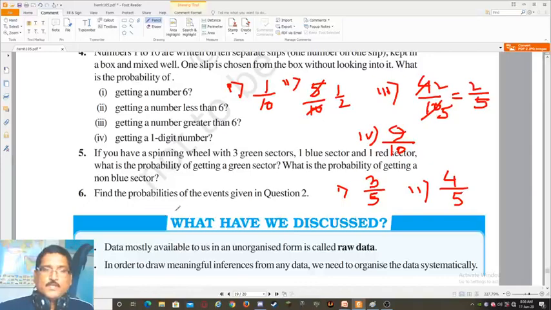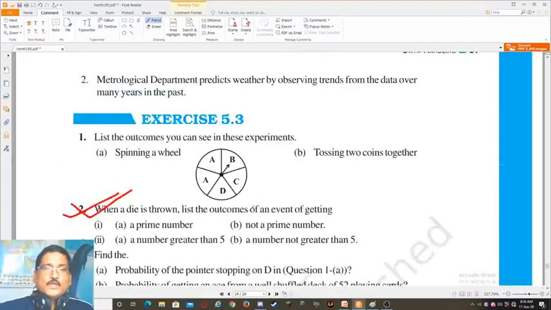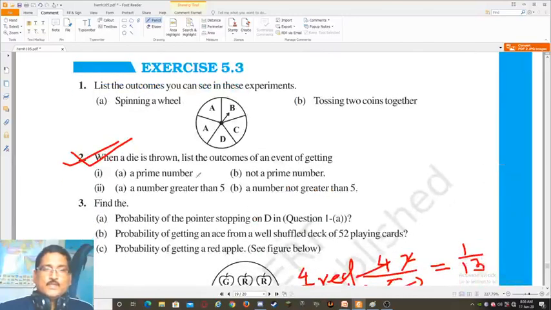Find the probability of an even number, given 2. 2 is what? A prime number. How can I find out? What is the probability of a prime here? How many prime numbers are there? 2, 3, 5. So on a dice there are 3 prime numbers. 3 by 6. After cutting, I am getting 1 by 2.